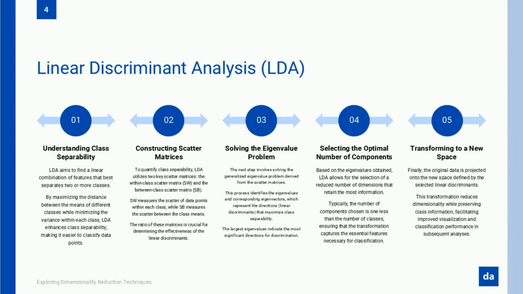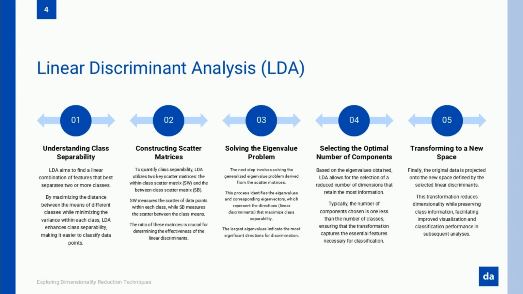The first step in LDA is understanding class separability. It asks, what makes one group different from another? Let's say you're working with a data set of customers, where one group represents frequent buyers and the other represents one-time visitors. LDA tries to maximize the distance between the means of these two groups while minimizing the variance within each group. In simpler terms, it's making the groups as distinct as possible while ensuring each group remains tightly packed.